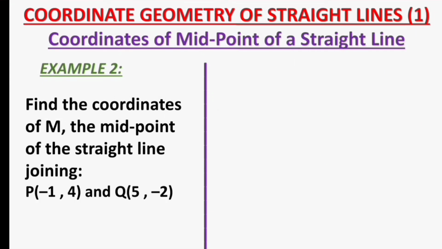Next, let's see our second example involving the coordinates of midpoints of a straight line. Example 2. Find the coordinates of M, the midpoint of the straight line joining point P, having the coordinates minus 1 and 4, and point Q, having the coordinates 5 and minus 2. Let's see the solution to example 2.